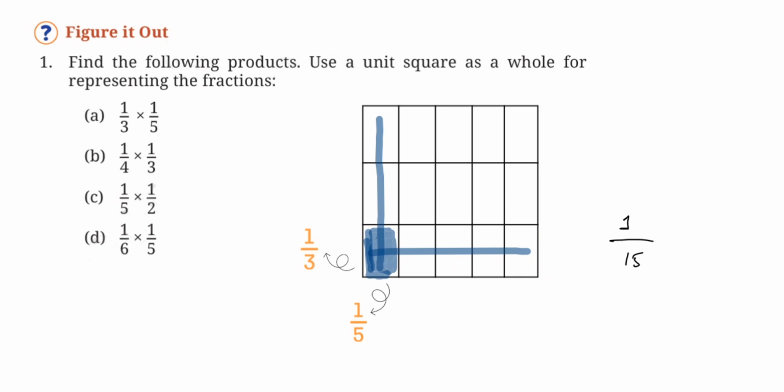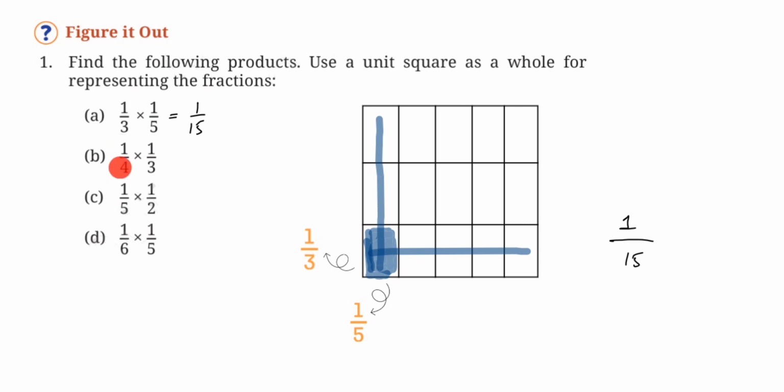Therefore, the product of 1/3 and 1/5 will be 1/15. So this is how you have to do this. You have to first mark 1/3 and 1/5 and then see how many rectangles are overlapping or double shaded, and that will be your answer. So there is a second question where your numerator is different, where you can see a 2 or 3 in the numerator. In this question I have only 1 in the numerator, but there's a second question in this figure it out where you see the difference here. For now we'll focus on this question.